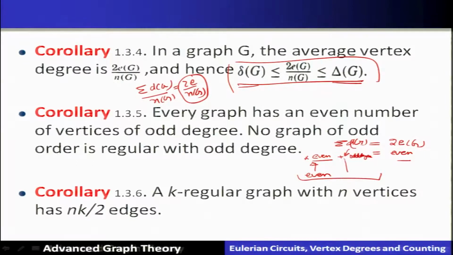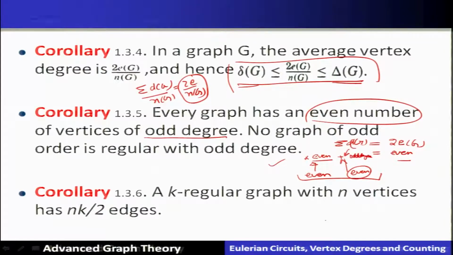So, that means some even number is to be multiplied. So, even number of, that is how it says that. Every graph has an even number of odd degrees, and hence the corollary is proved, and no graph of odd order is regular with the odd degree. This is straightforward, we can obtain.